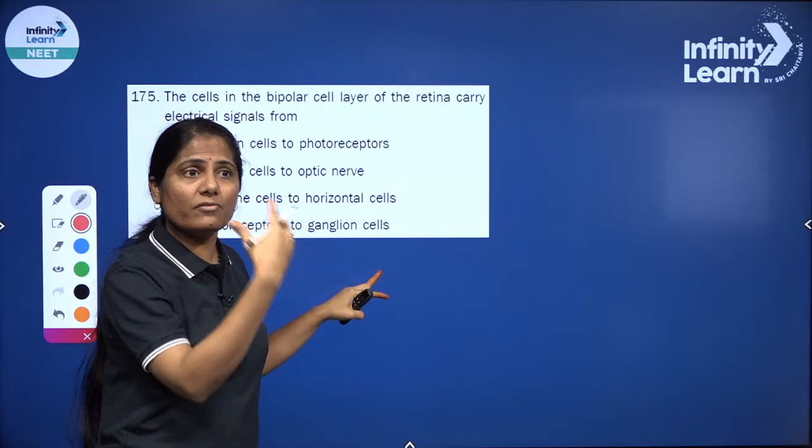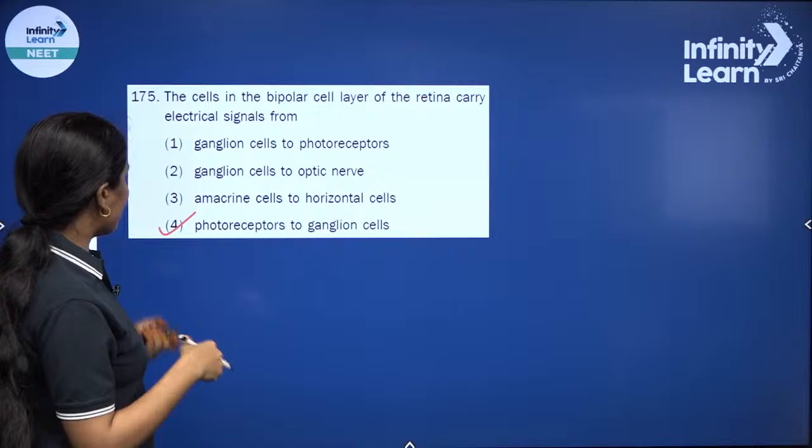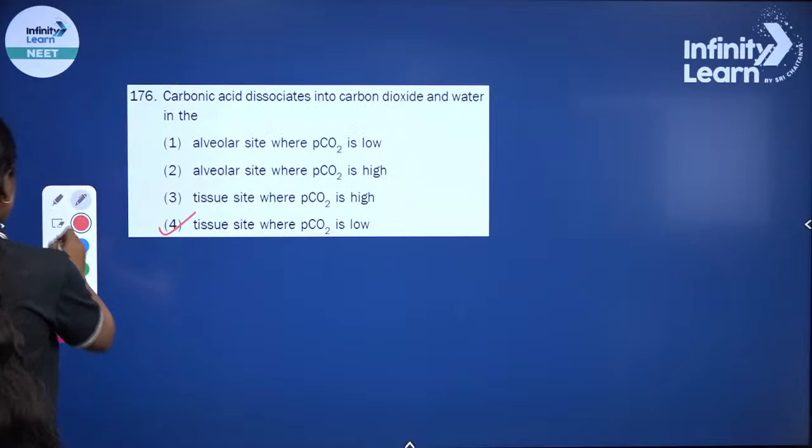Yes, excellent. And Naveen, Vaishnavi, Sindhush, Kalyan, all of you are doing great. Tarini, yes, they are basically carrying the signal from photoreceptor to the ganglion cells, right?